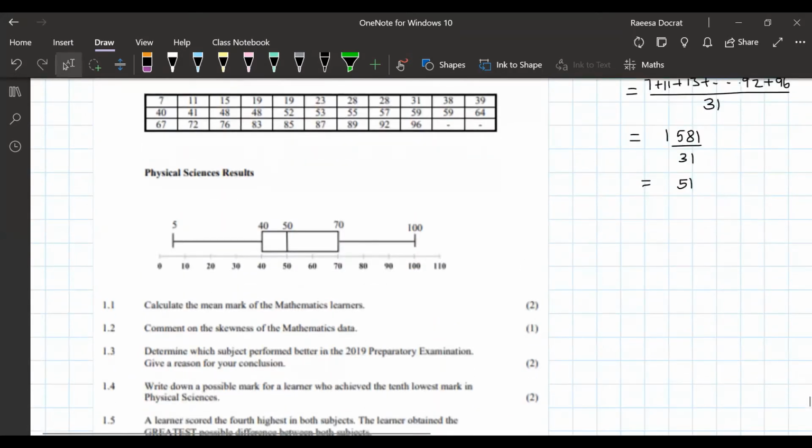So it says comment on the skewness of the data. How would we comment on the skewness of the data? We have a look at our observations. The mean is 51, and if you see, how many people got below 51? 1, 2, 3, 4, 6, 7, 8, 9, 10, 11, 12, 13, 14, 15. So 15 people got below 51, and 1, 2, 3, 4, 5, 6, 7, 8, 9, 10, 11, 12, 13, 14, 15, 16 people got above 51. So that means that it is skewed to the right, or positively skewed, because more observations are on that side. Slightly skewed, I wouldn't say very much. So skewed to the right.